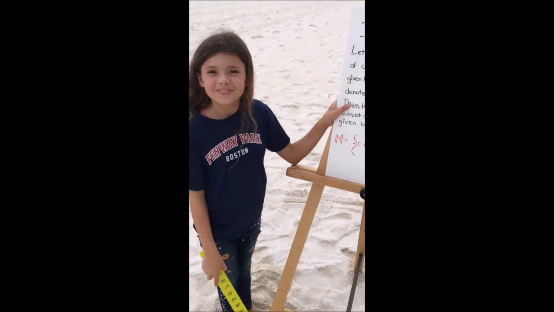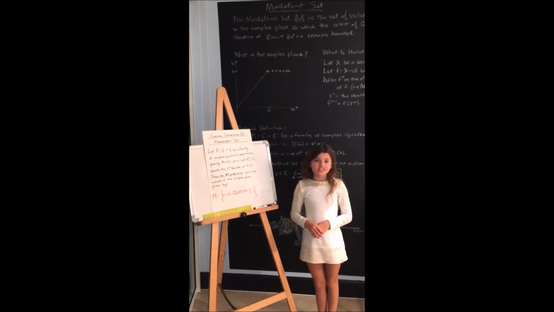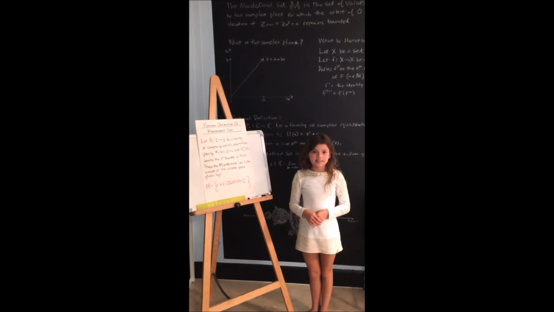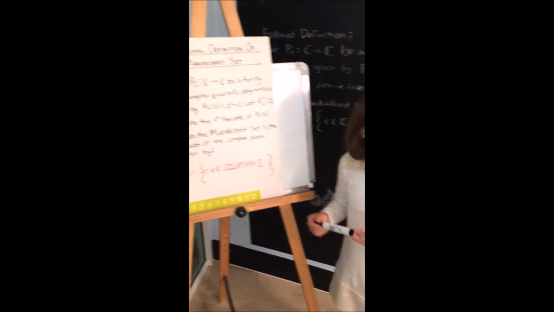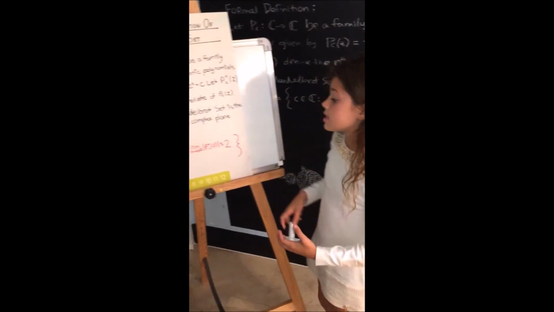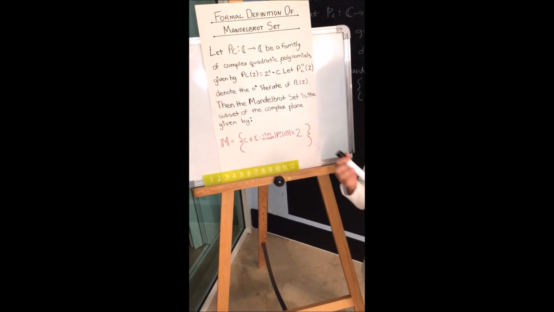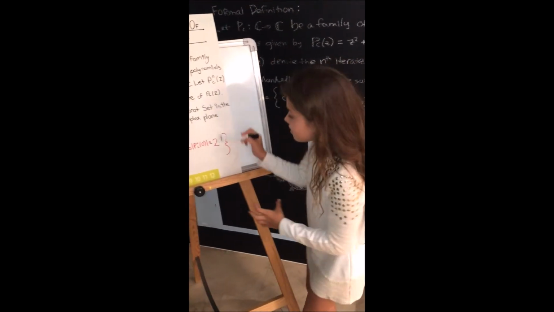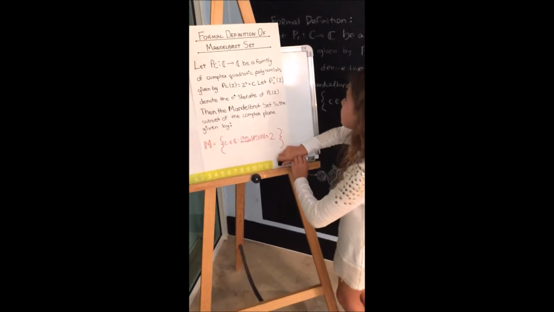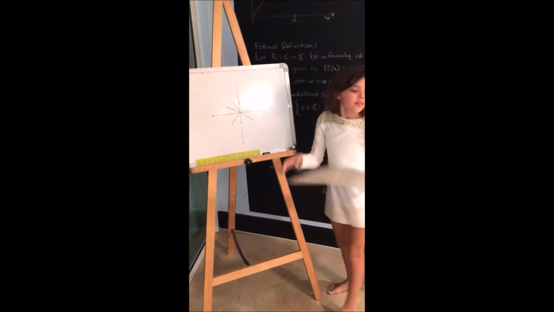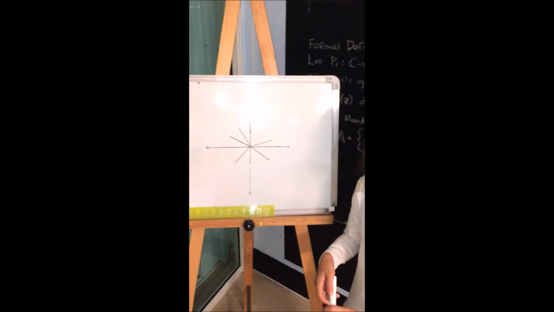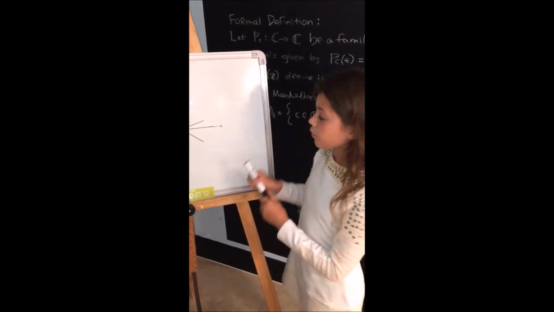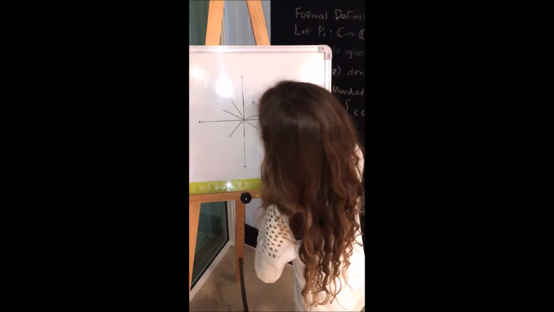Now we start the geometric definition of the Mandelbrot set. The key for c to be in the Mandelbrot set is that all the elements of the orbit have to be less than or equal to 2. Okay. These lines that I've drawn here are of length 2, so that I can draw a circle with the radius of 2.